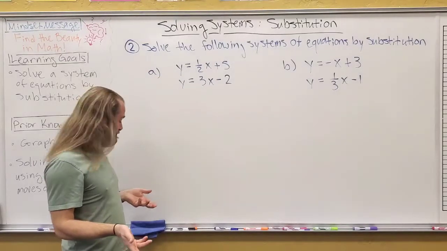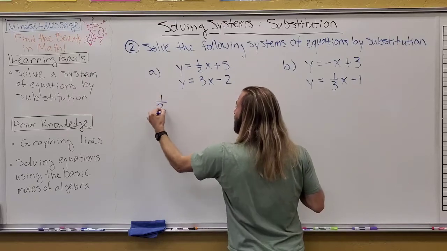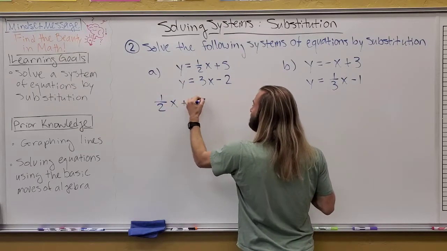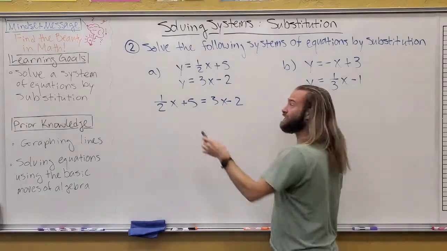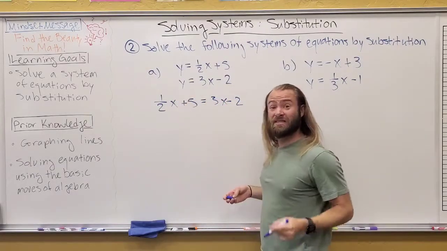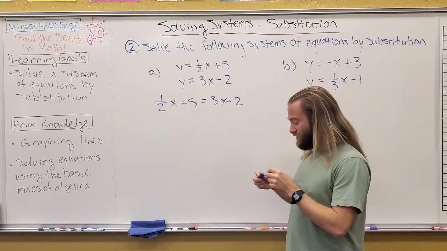Does that make sense? So our first step for this one to solve it would be to say, well, then I know 1/2 x plus 5 must equal 3x minus 2. Again, because they're both equal to the same thing as each other. So it kind of links them together. And now we can just go about solving this.